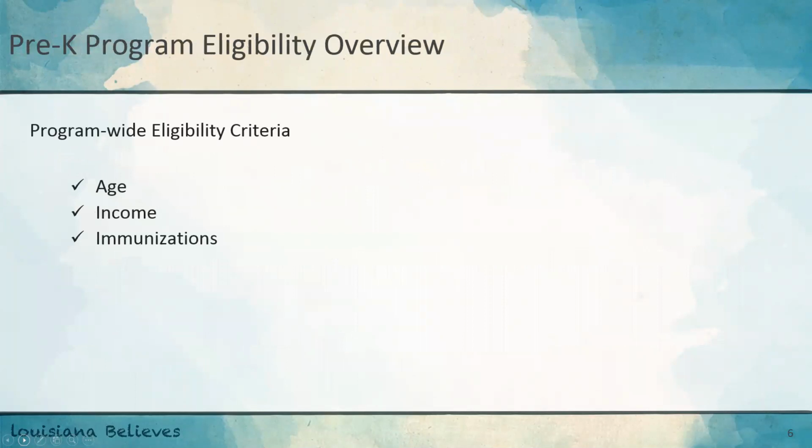Pre-K programs are required to serve children who meet certain eligibility criteria. They must be 4 years old by September 30th of their pre-K year. They must meet certain income requirements, and they must have documentation of all immunizations received that are required for school entry.